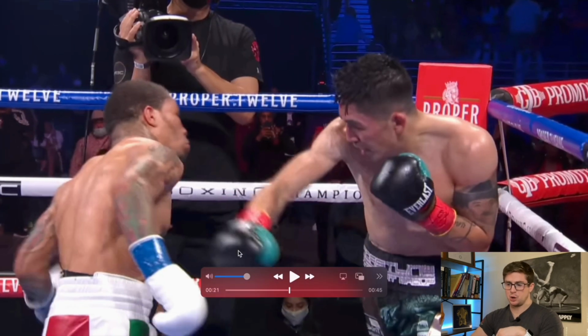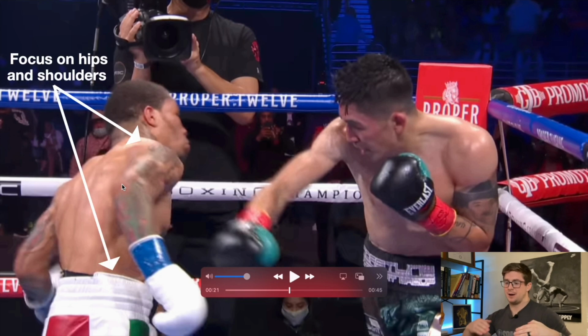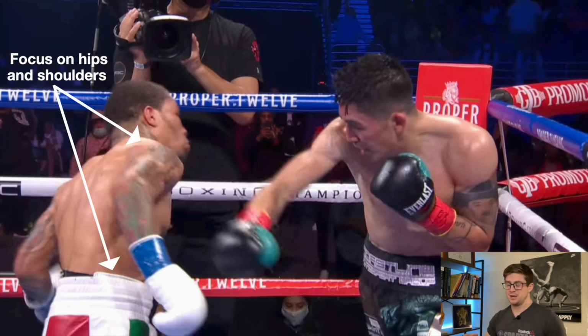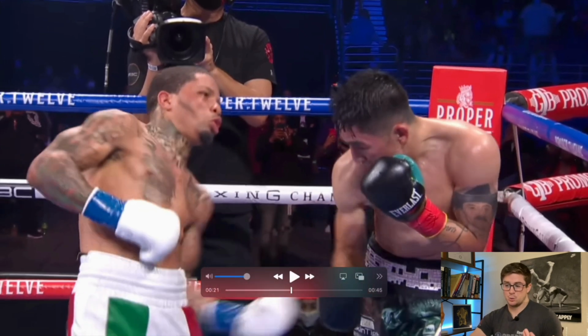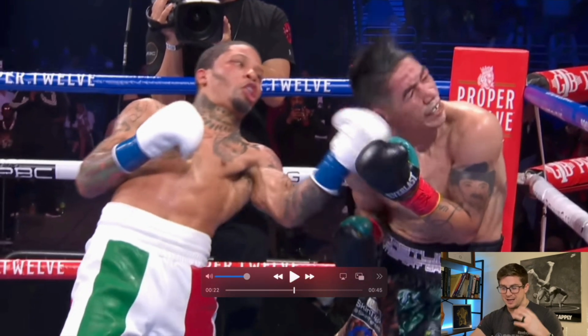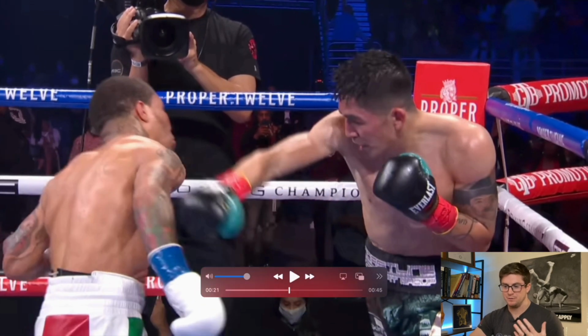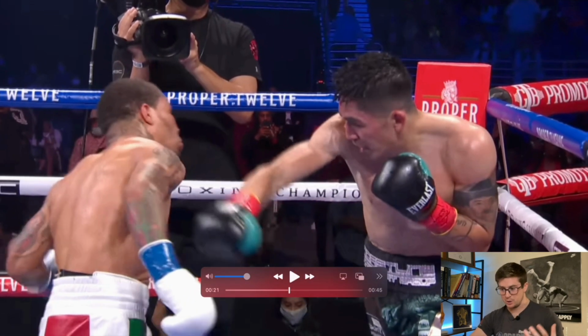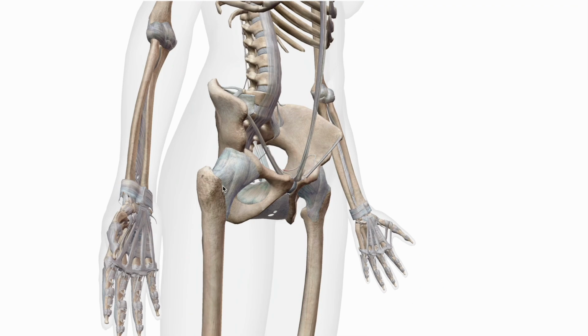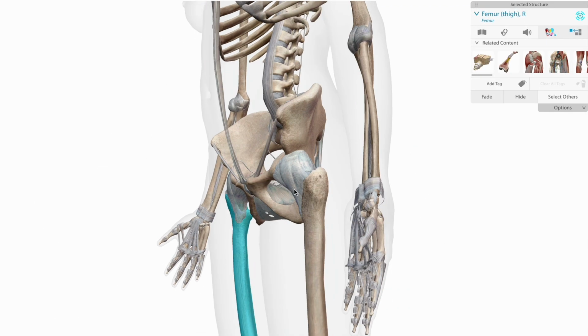So the first thing I'm going to draw your attention to is his hips and his shoulders. If you've watched the video before, we talk a lot about the ability to control the hips and the shoulders and to separate them situationally. This is not something that they're doing consciously in the moment. This is a byproduct of how they've learned to move in certain situations when they're fighting. So situational fight IQ.